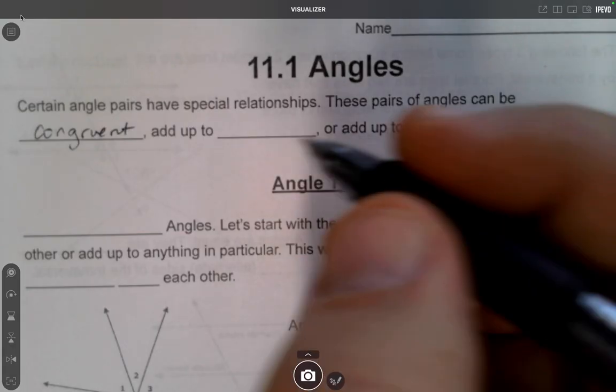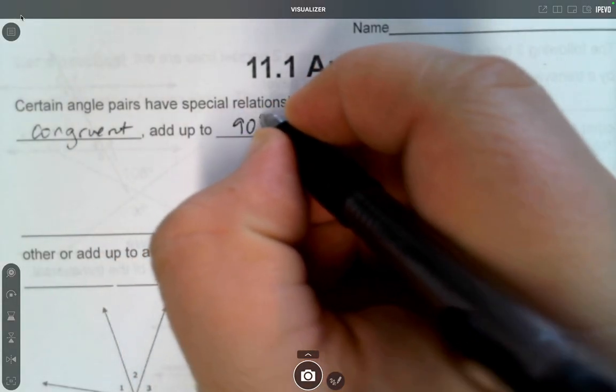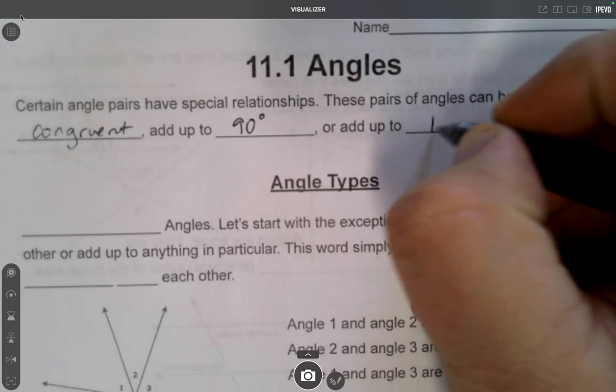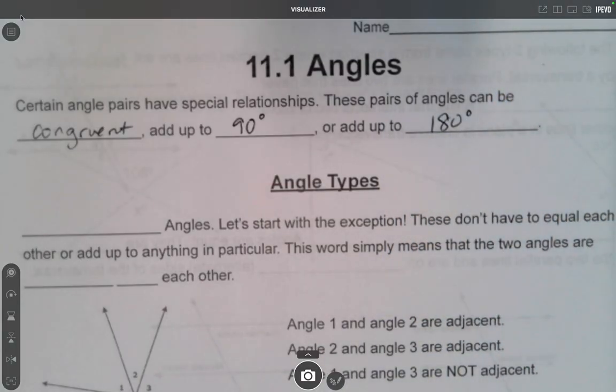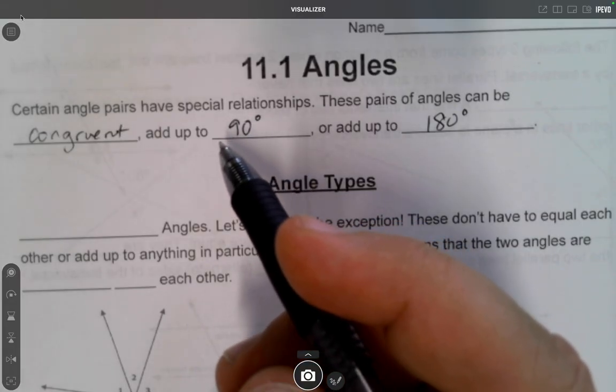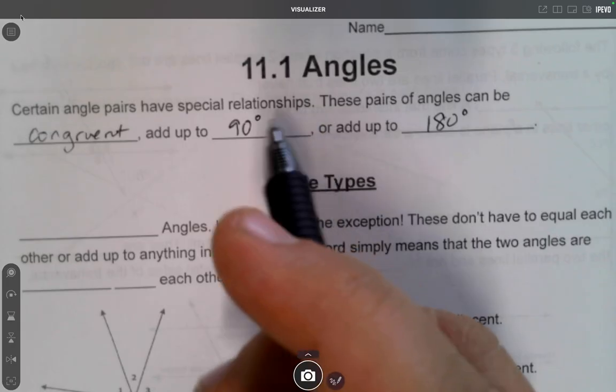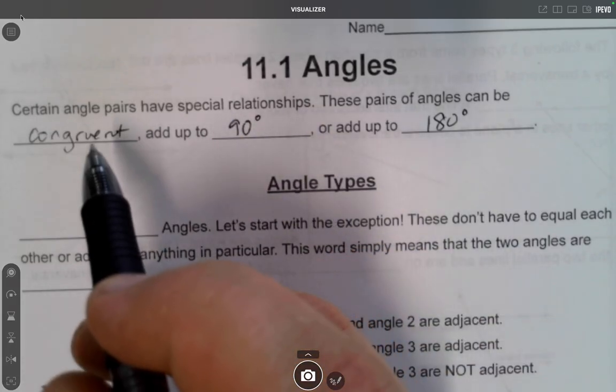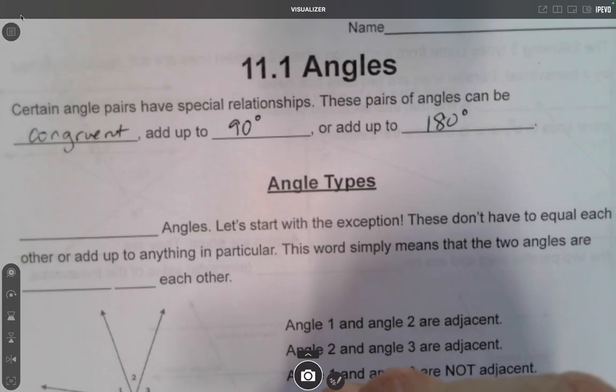There's also a kind that always add up to 90 degrees, and there's also a kind that adds up to 180 degrees. So I actually put this point first on the lesson to give you almost an outline before we start, because we're going to talk about several different kinds of angles, and for almost all of them, the conclusion is, if they're this kind of pair, they're congruent. Or if they're this kind of pair, they add up to 90 degrees. Or if they're this kind of pair, they add up to 180. There's one or two exceptions, but all the rest fall into one of these three categories.